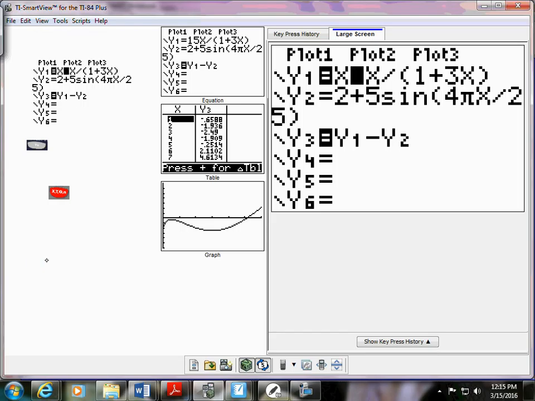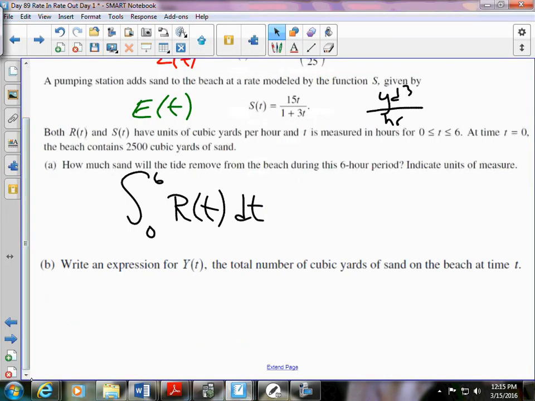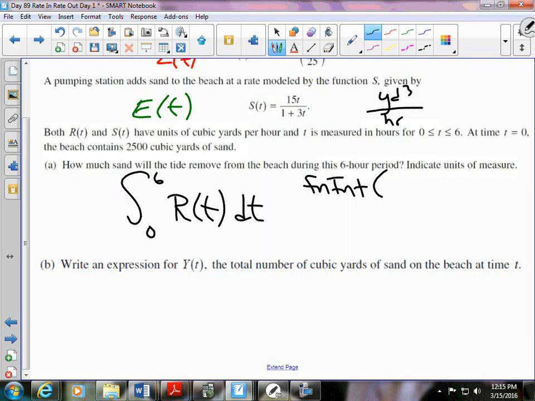I only have a couple buttons. All right. So I'll just tell you what I was going to do. I was going to go to the calculator, and do FnInt, and put down y2. That's my rate out, with the vars. Comma x, comma 0, comma 6. Tell me the three places.